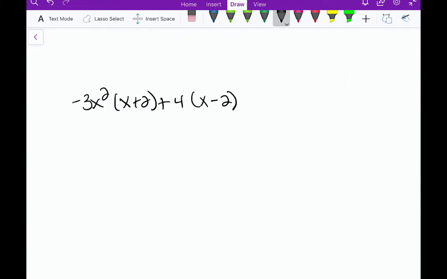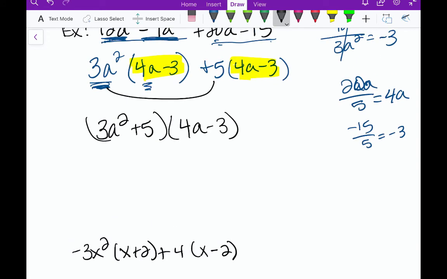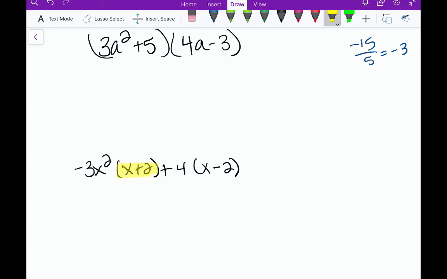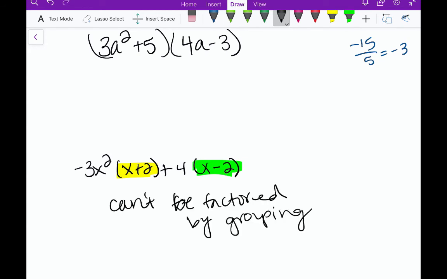Let's look at this example. Negative 3x squared times x plus 2 plus 4 times x minus 2. So remember we said they have to be in common here. Okay, notice that x plus 2 is not the same as x minus 2. Therefore, this cannot be factored by grouping. So please just be careful and make sure you're noticing the patterns and not just assuming that you can do something with it. It's possible that it can't be simplified the way that we are trying to simplify these.